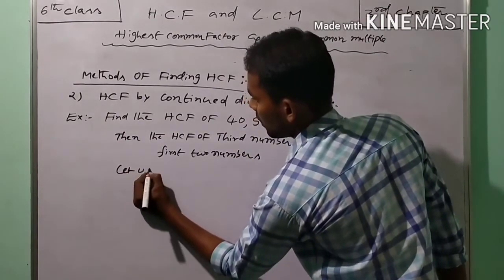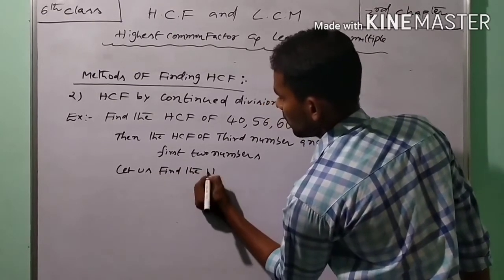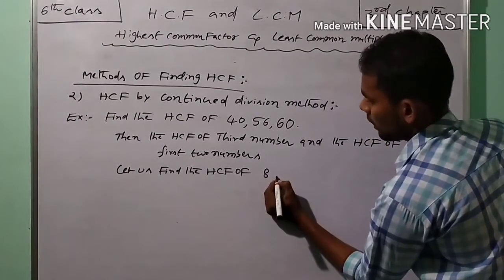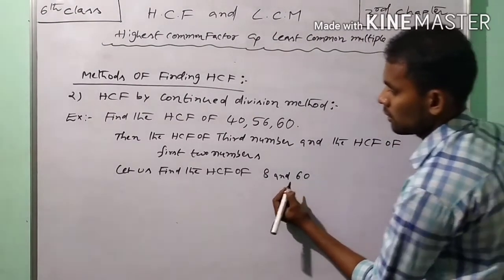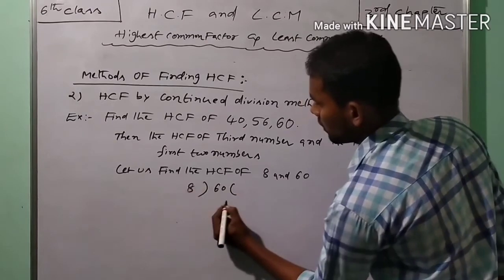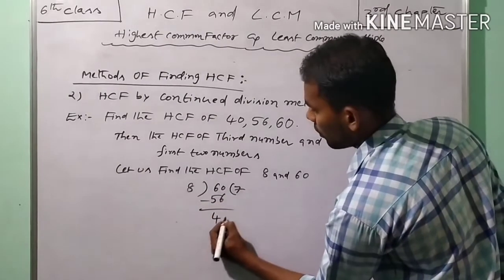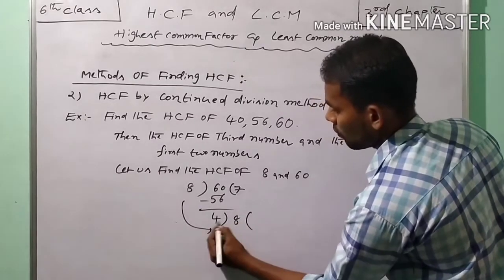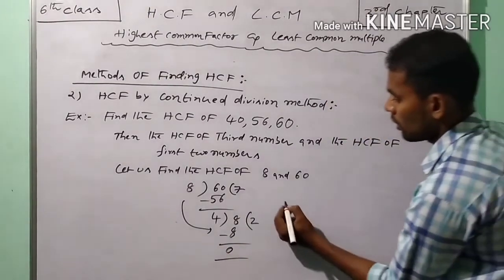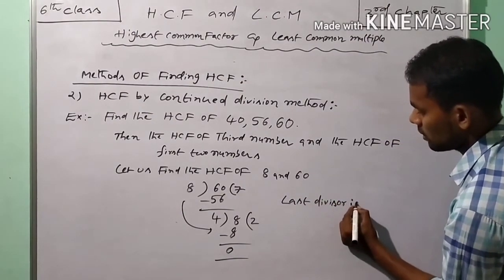Let us find the HCF of 8 and 60. Divide the larger number by the smaller number. 8 sevens are 56. 60 minus 56 equals 4. 4 twos are 8. 8 minus 8 equals 0. Remainder is 0. Last divisor is 4.